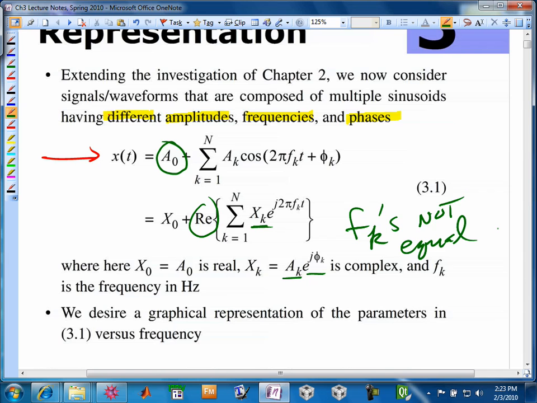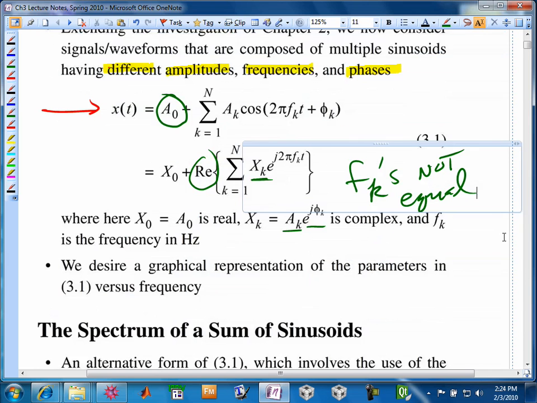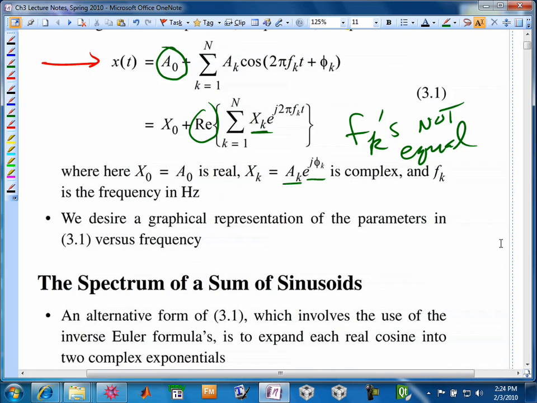Remember, in the phasor addition formula, the a k's and the phi k's were all different, but the f sub k's were all the same, like all 440. We can't superimpose and get the phasor addition formula to work for different frequencies. It's still a useful formula in a lot of other ways, but in this case we don't use it to our advantage because we're at different frequencies. But what we're desiring initially is the spectrum representation.